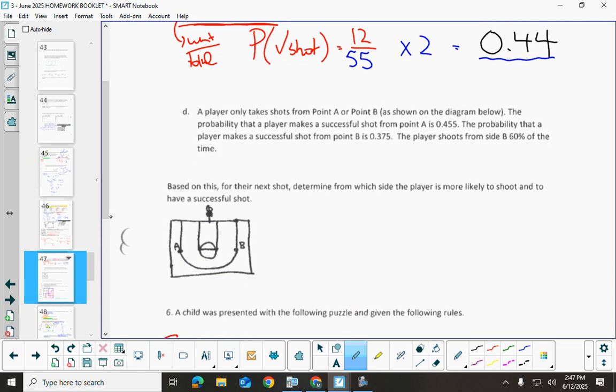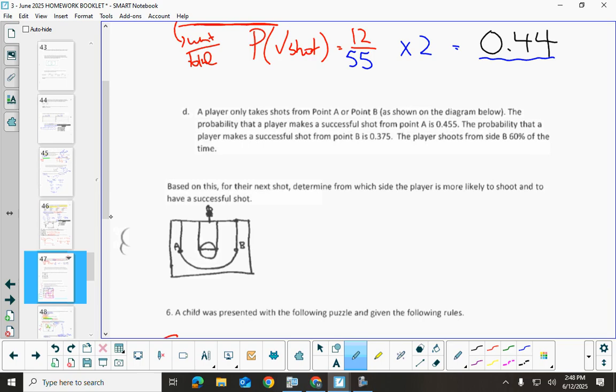Part D. A player only takes shots from point A or point B, as shown in the diagram below. The probability that a player makes a successful shot from point A is 0.455. The probability that I make a successful shot from point B is 0.375. The player shoots from side B 60% of the time. Based on this, for their next shot, determine which side the player is more likely to shoot and to have a successful shot.